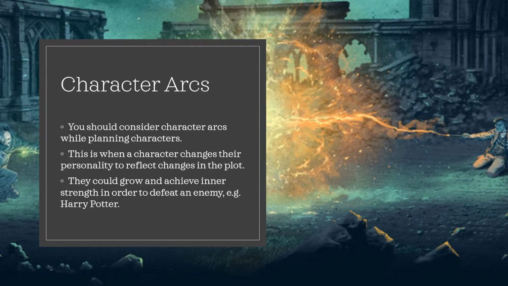So first we have character arcs. And these are very, very common, and lots of people talk about them, so you should consider them. This is when a character changes their personality to reflect changes in the plot. They could grow and achieve inner strength in order to defeat an enemy, e.g. Harry Potter, who was once a small boy living under the stairs in the Dursleys' home, but then became strong enough to eventually defeat Voldemort in the last book.